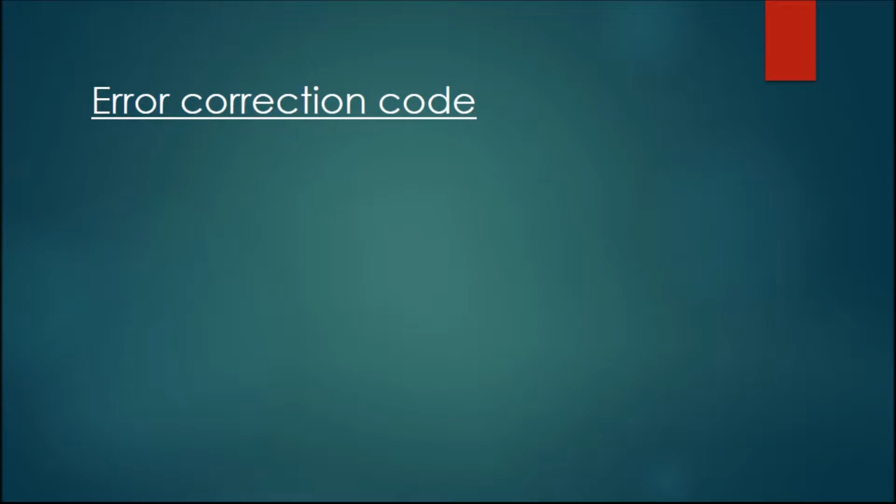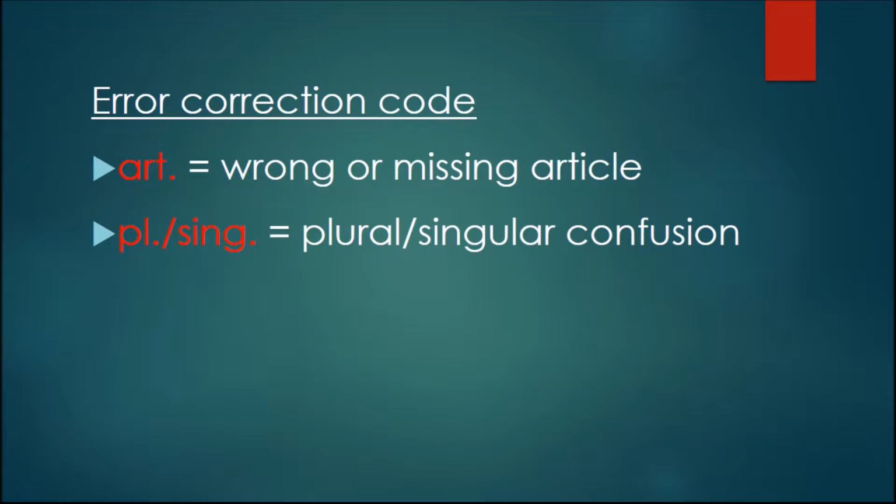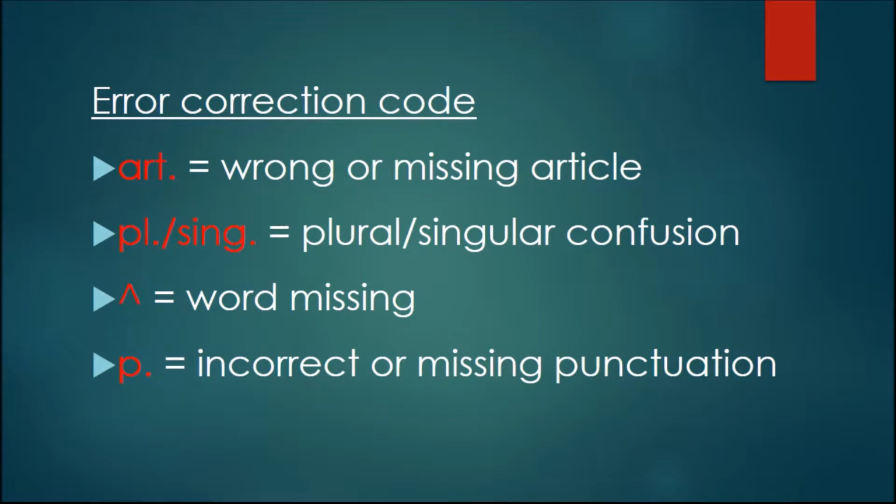Okay, so this is the second video tutorial on how to use the Monash College error correction code. In the first tutorial we covered some of the major codes, which were wrong word, word form and tense. In this tutorial we're going to look at a few more that you might find appearing frequently in your written work. And these are wrong or missing article, plural singular confusion, word missing, and incorrect or missing punctuation.